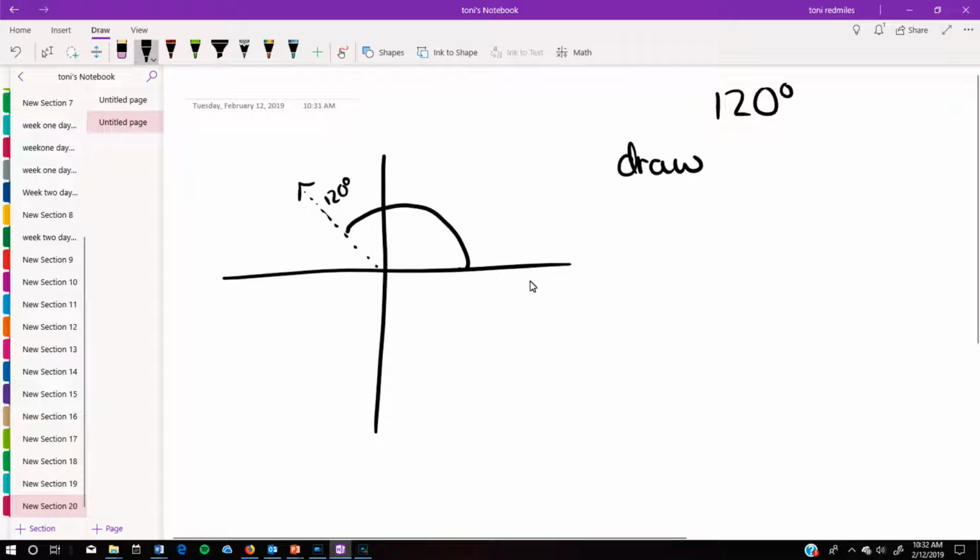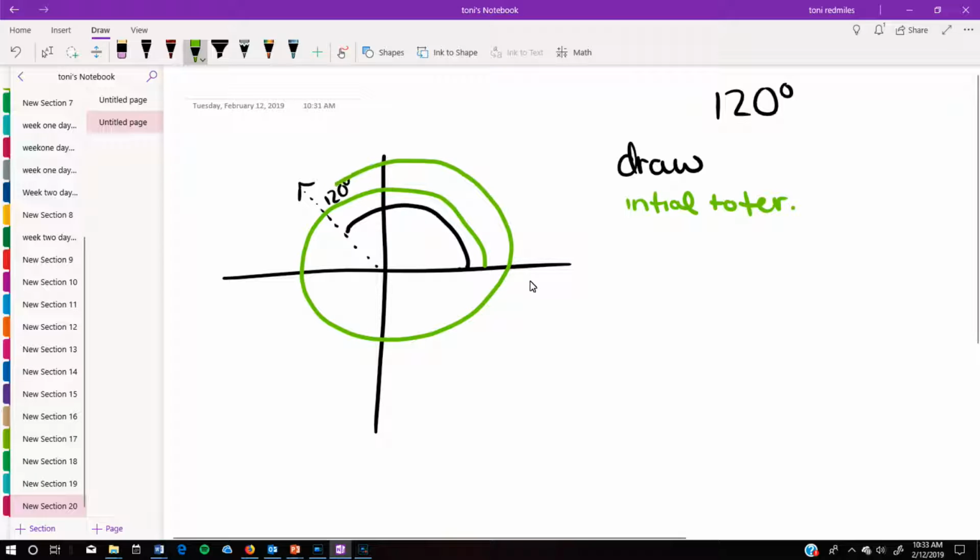All right. The next thing I need to do, I'm going to change colors to do it, is I'm going to go from initial to terminal. Okay. So I'm going to go from here, and I'm going to go past and around here again. Okay, it doesn't change anything. I still have the same initial and the same terminal on this angle. I just went around once first. Okay, so let's go from my starting point.